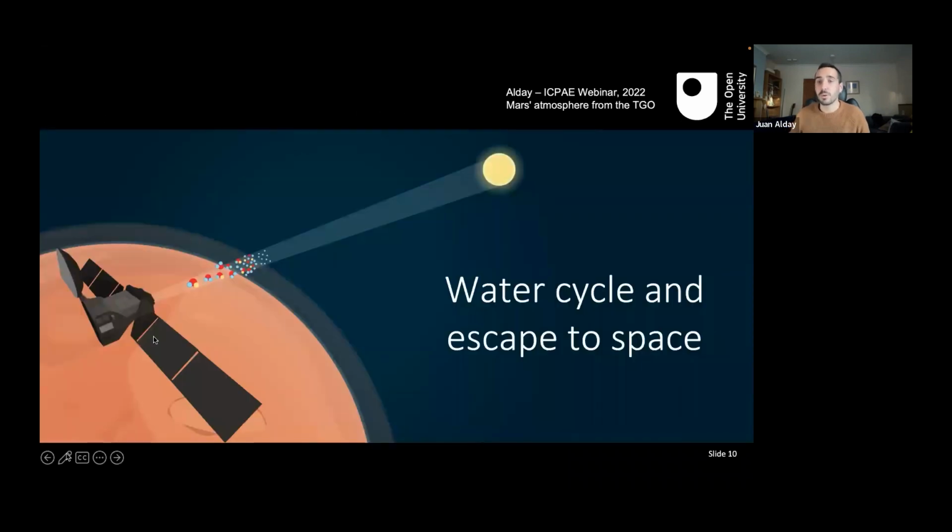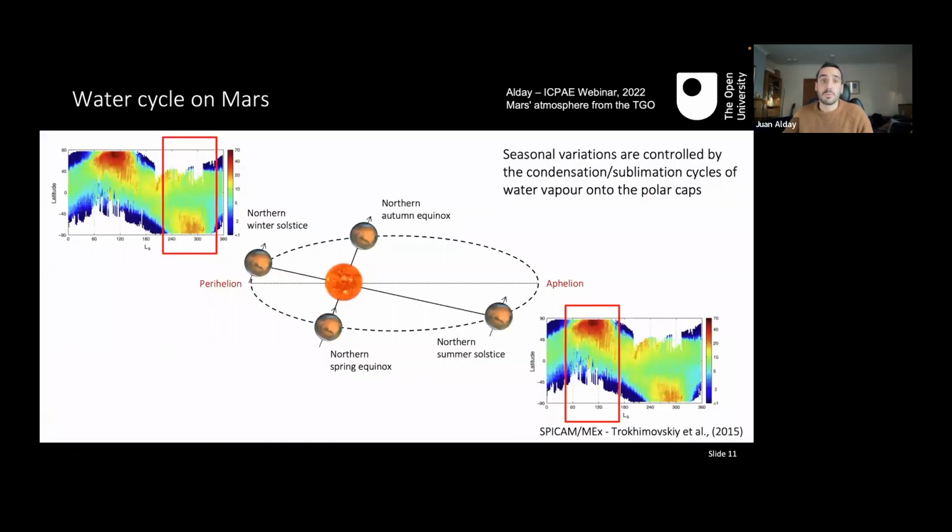So now that we've seen how the TGO takes its measurements, let's go to the science topics. I'll start with the water cycle and the escape to space. Well, what did we know about the water cycle before the arrival of the TGO? Most of the information that we had was about the column integrated abundances. So here I took this plot. I must say that these cycles have been measured by several missions. I took this plot from the paper of Trokhimovskiy et al. 2015, using observations from the SPICAM instrument on Mars Express.